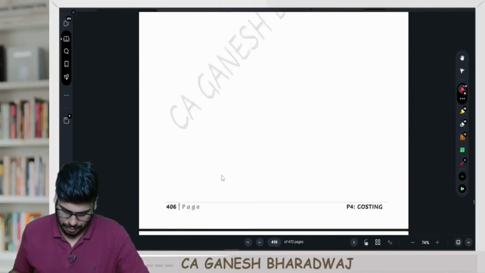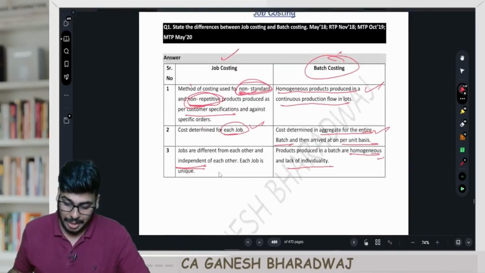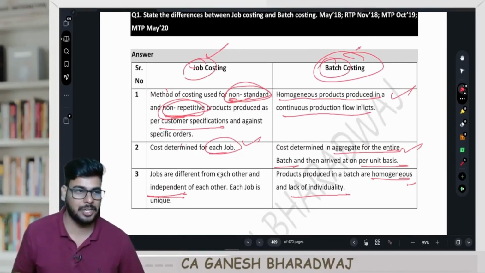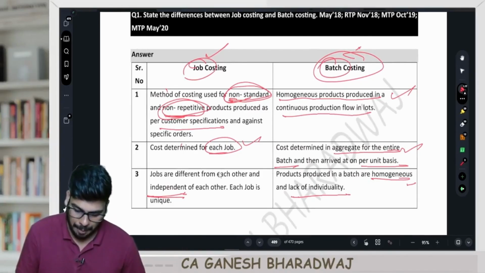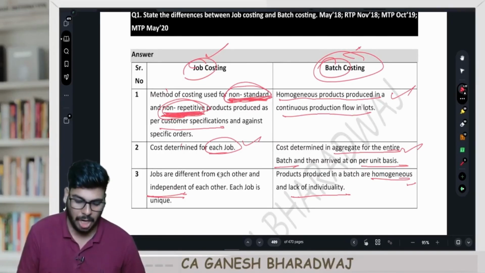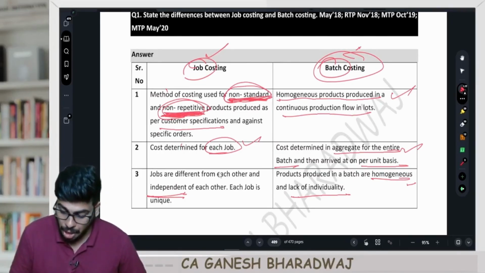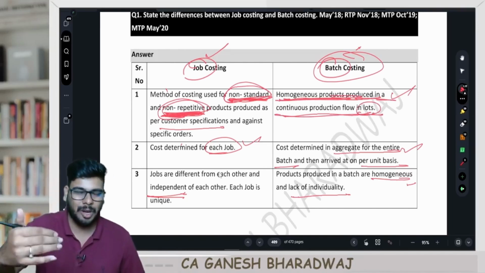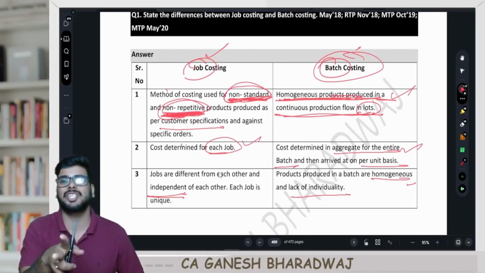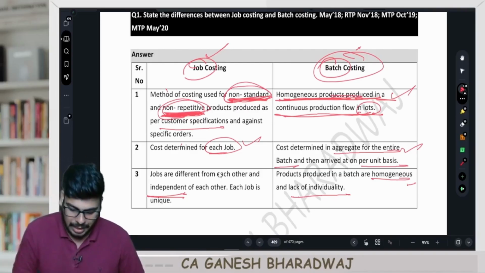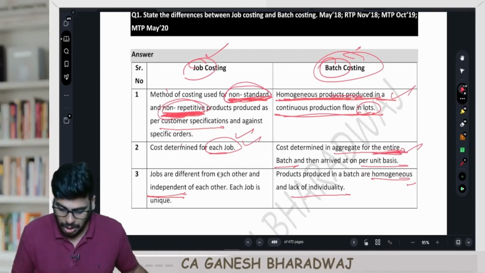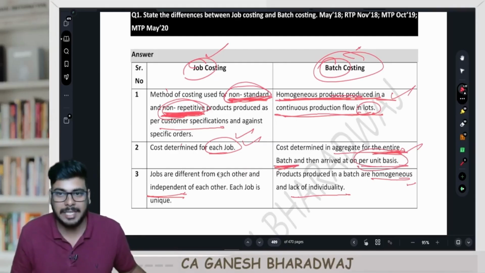Yes, just one question was asked here. Okay, guys, now you go to the previous one and tell me the difference between job and batch costing. In job costing, for non-standard, non-repetitive products you use job costing. Here, homogeneous products are produced in a continuous production flow in lots. That is, I told you, uniform, similar products, but with a frequent change in variety. Remember, in job costing, cost is determined for each job. Here I calculate the cost for every batch and inside the batch I will average it out.